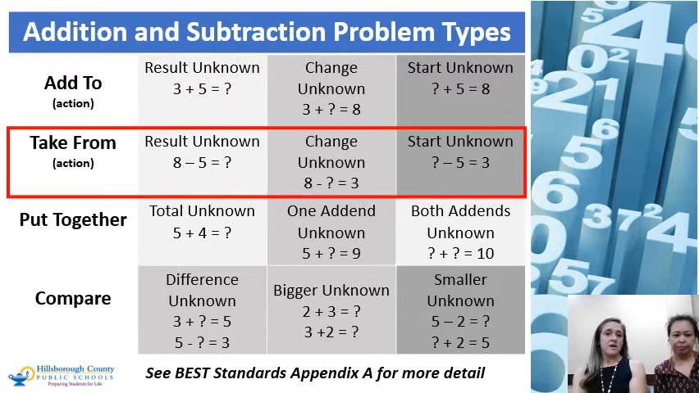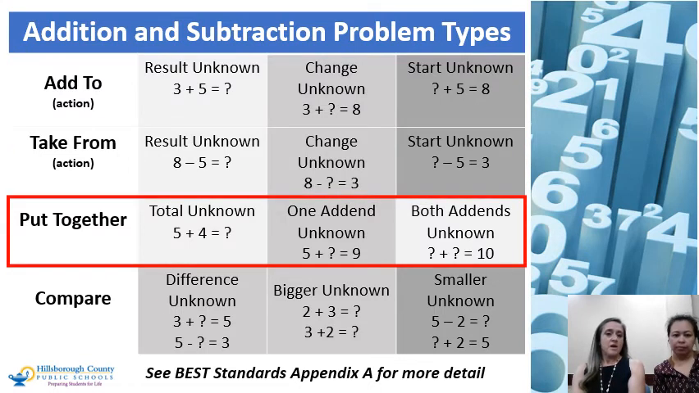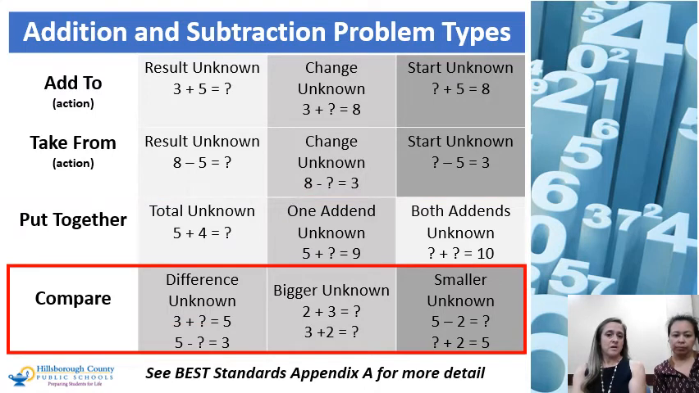Okay. And then if you think of the inverse, the take from is the opposite action. So there's still an action, but now instead of adding to, we're taking from. And so you'll want to help students see the relationship there. And then put together is similar to adding to, however, there may not be an action involved. And we'll look a little bit more at that in a minute. And then your comparison problem type is really interesting because students may choose to use subtraction or addition depending on how they're making sense of the problem.